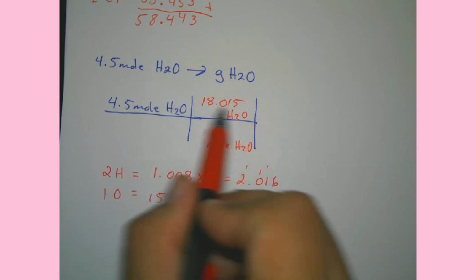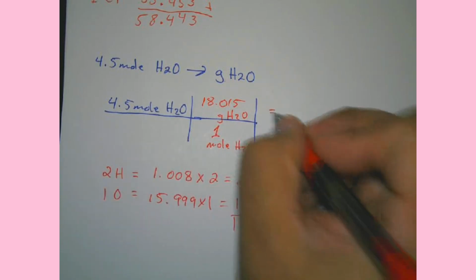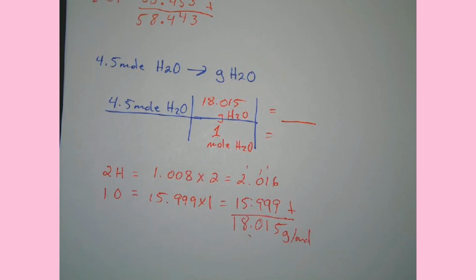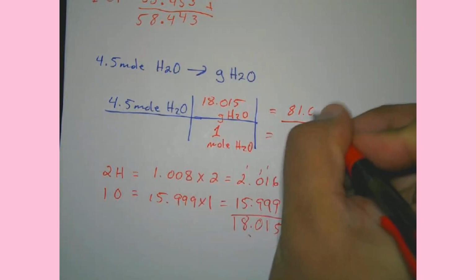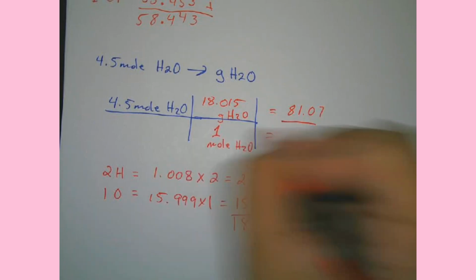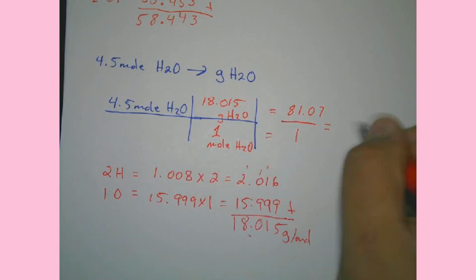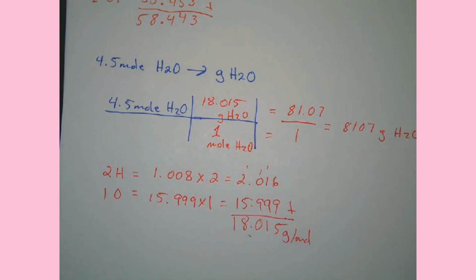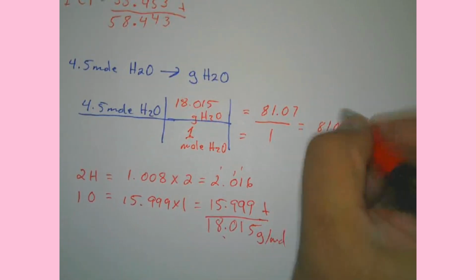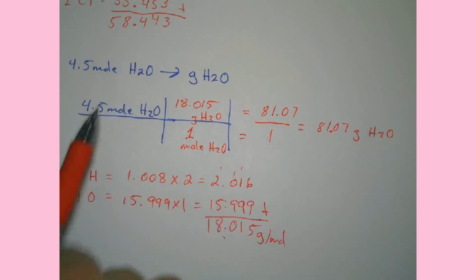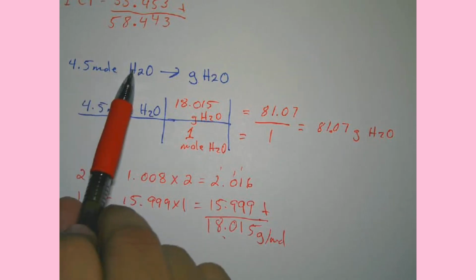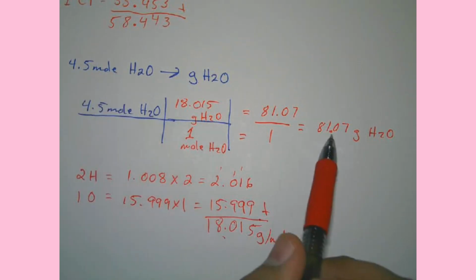Multiply the top together, multiply the bottom together, and divide last. We're going to do 4.5 times 18.015, and that's going to give me 81.07, and we're going to carry the 1. So 81.07 divided by 1 is 81.07 grams of H2O. Okay? I put my decimal in there. So if I have 4.5 moles of water, that means I have 81.07 grams of water.